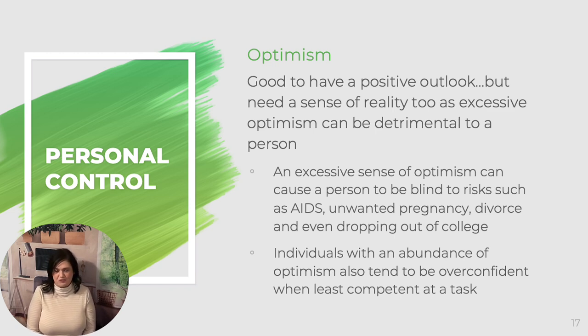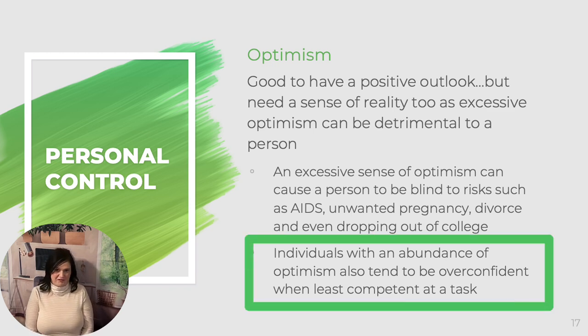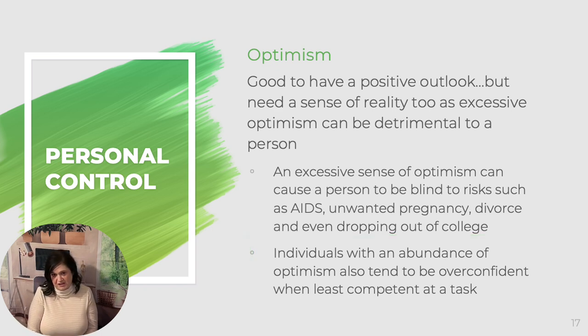Okay, so individuals with an abundance of optimism also tend to be overconfident when least competent at a task. So when you are awful at something, yet they act like they're the best at it, well, that's not good either, right? That's denial. So what are the criticisms of this perspective of social cognitives?